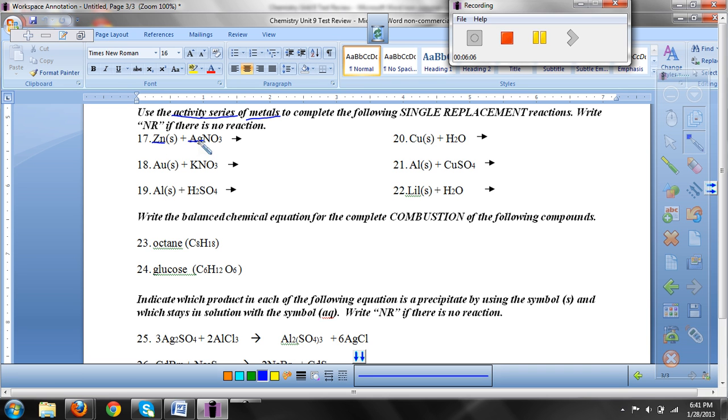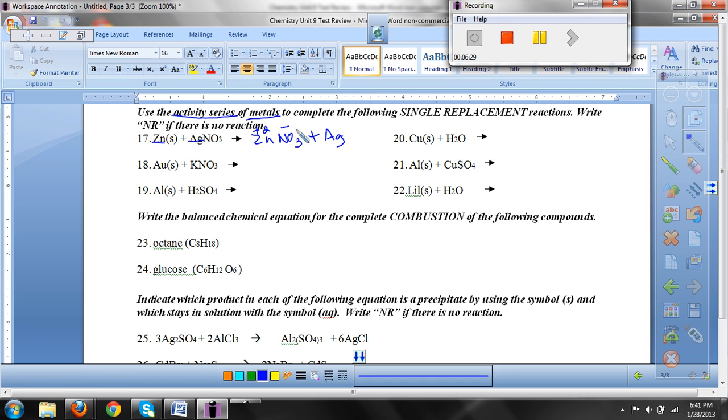Yes, it definitely is. If you find silver on the activity series, it's way down below. So the zinc is going to combine with the nitrate, and silver is going to be by itself. But I have to go back over here. Zinc is +2. Nitrate group is -1. If you don't know this group, it's on your list of polyatomic ions.